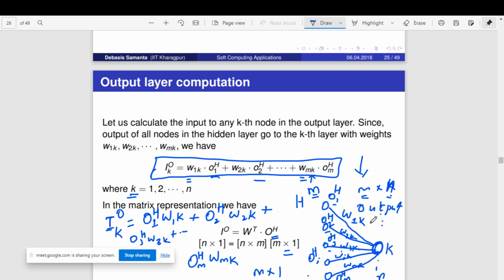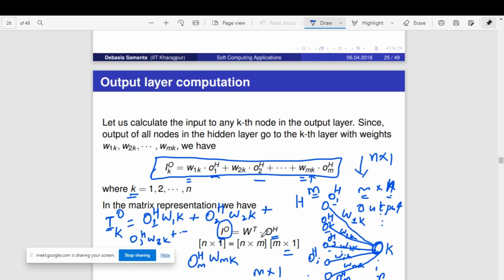Similarly, if you see the input to the output layer, this is for the kth neuron. Like that, there are n neurons. So what is the size of the input alone? Yes, n cross 1. Okay, so that we got, this I O. So this is only for the kth neuron.